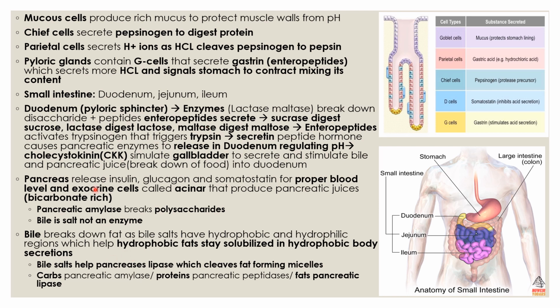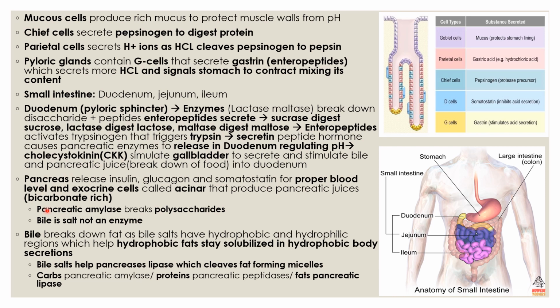And then we've got the pancreas. The pancreas releases insulin, glucagon, and somatostatin for proper blood levels, and has exocrine cells called acinar cells. Acinar cells produce pancreatic juices. Pancreatic juices are bicarbonate rich, and that's what makes it easy to break down food.